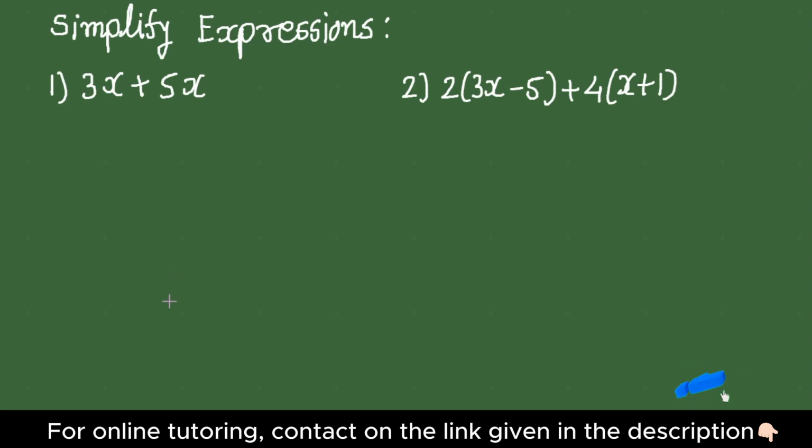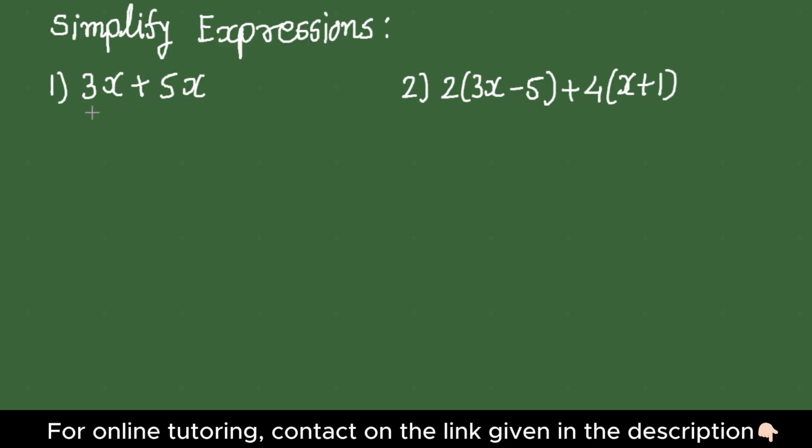In this video, we are going to learn how to simplify the expressions. So the first expression is 3x plus 5x. While simplifying expressions, we will either add the like terms or subtract the like terms.